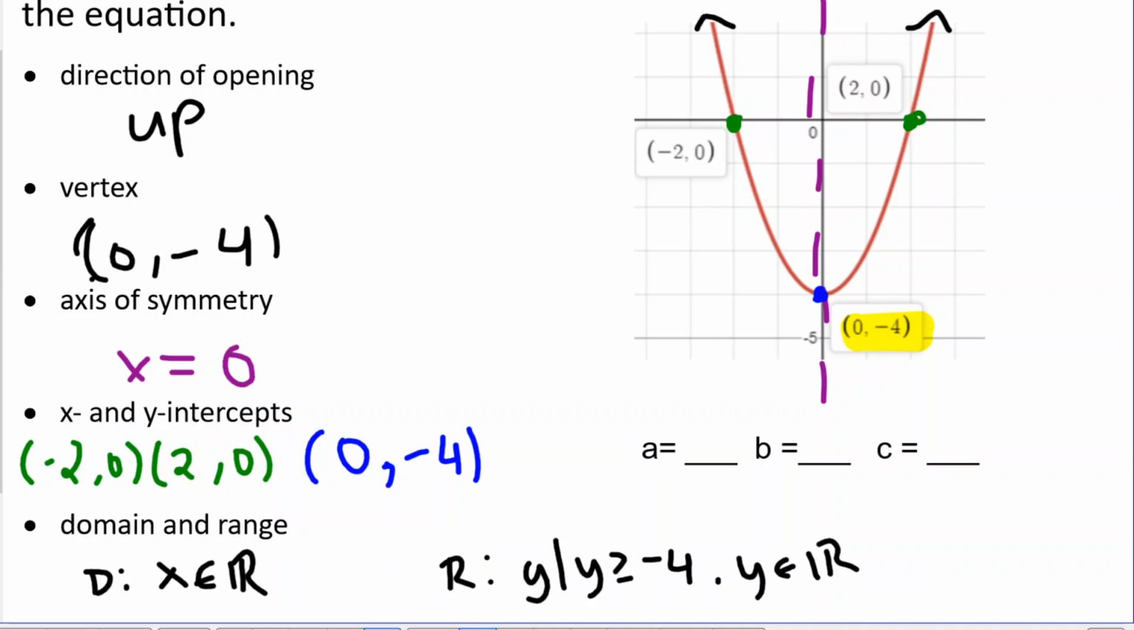Now, a, b, and c, we don't have the equation here, so it can be a little tricky. The main one we can find here is c. c is going to be -4. That comes from our y-intercept. And a, we just know that a is a positive value. We don't need to know much beyond that.